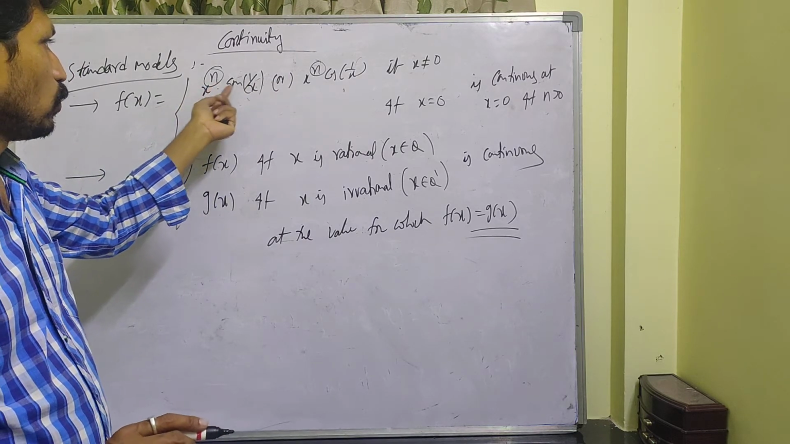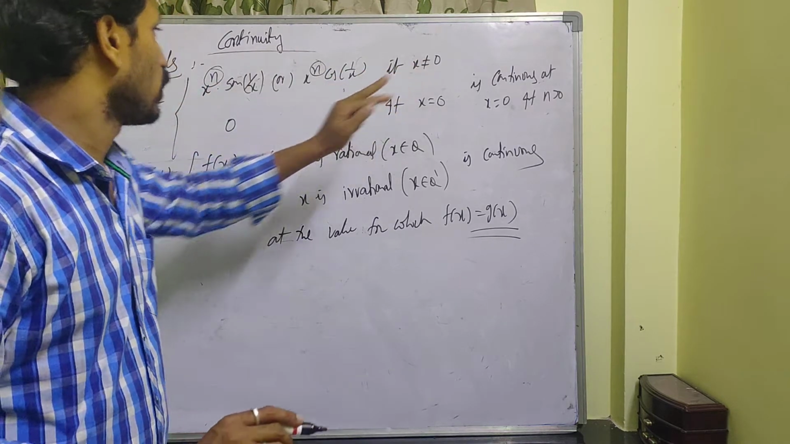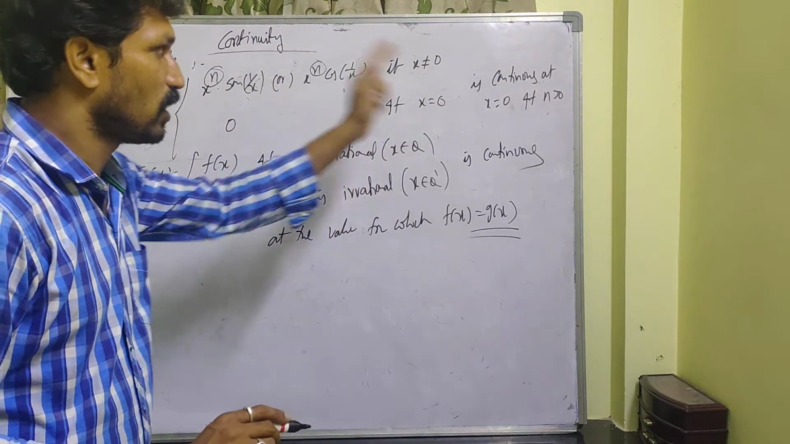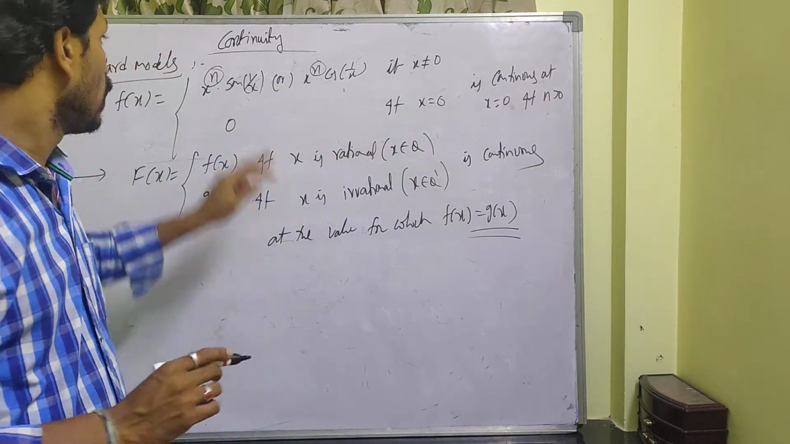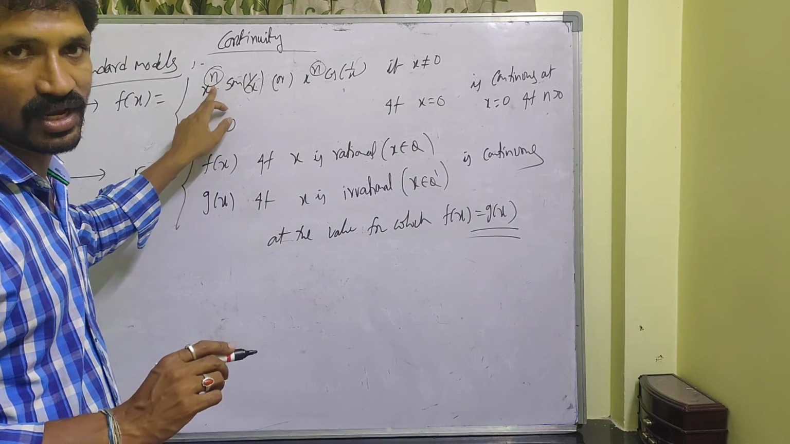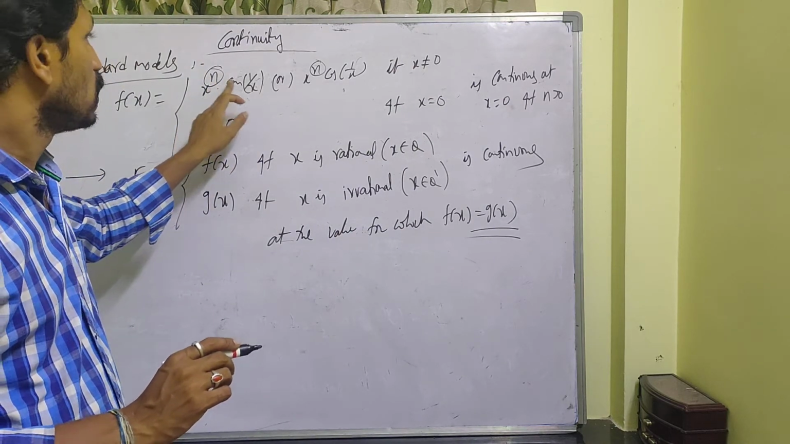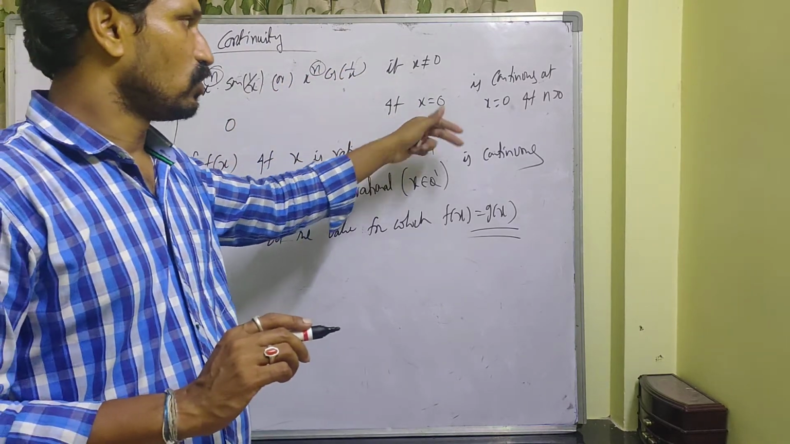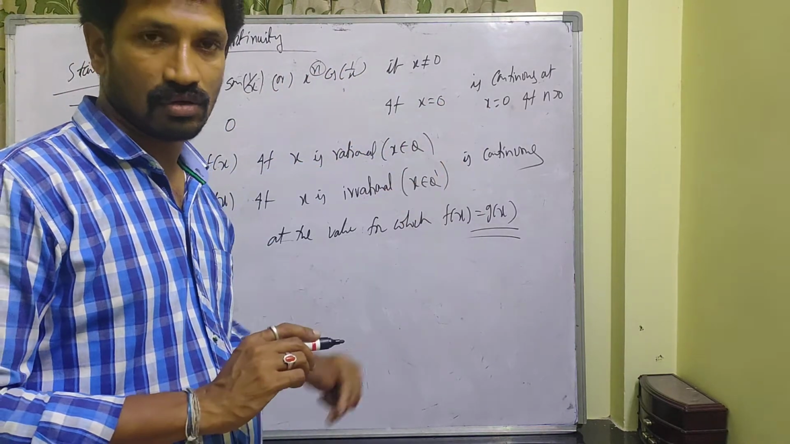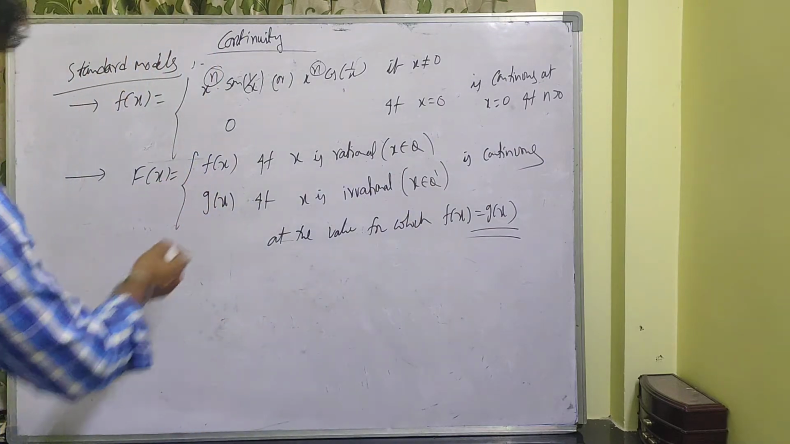If they give x cube into sine 1 by x, if x is not equal to 0, and 0 if x is equal to 0, is it continuous or not at x is equal to 0? Yes, it is continuous at x is equal to 0. If I give x power minus 1 by 2, minus 1 by 3, minus 3, minus 4, sine 1 by x, if x is not equal to 0, and 0 if x is equal to 0, is it continuous or not? No, it is not continuous.